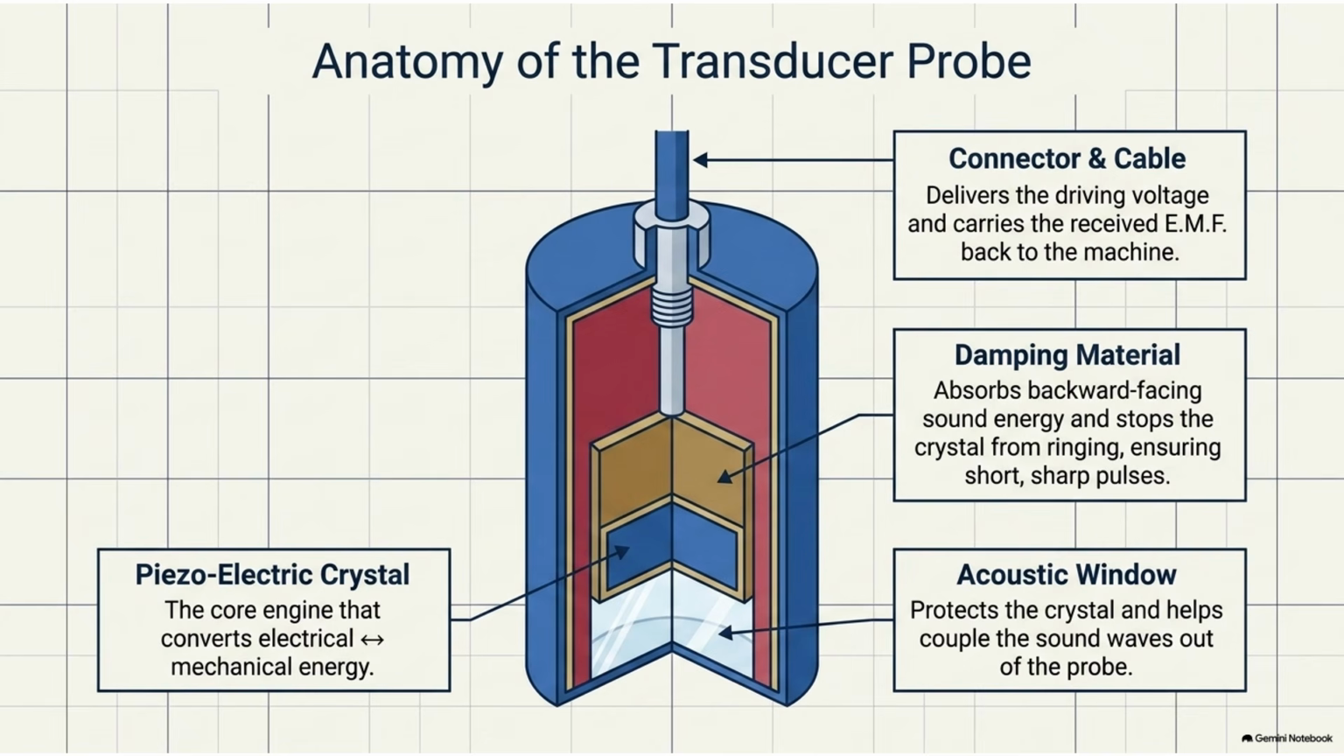At the front is the acoustic window. This allows the ultrasound waves to leave the probe and enter the patient's body. Each component therefore has a specific role in producing and detecting a useful ultrasound signal.